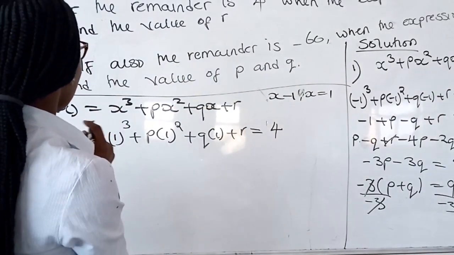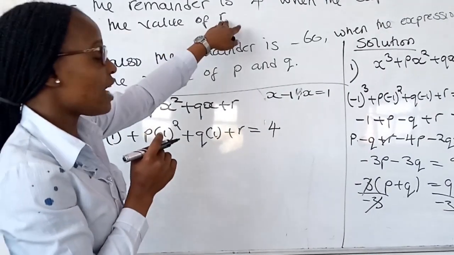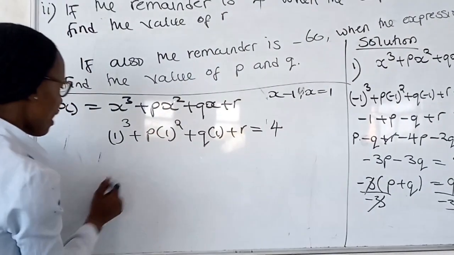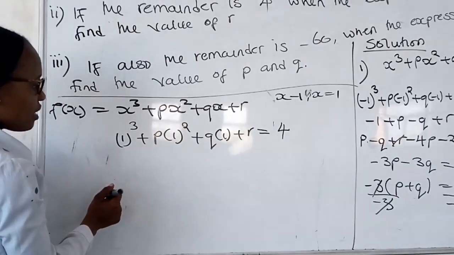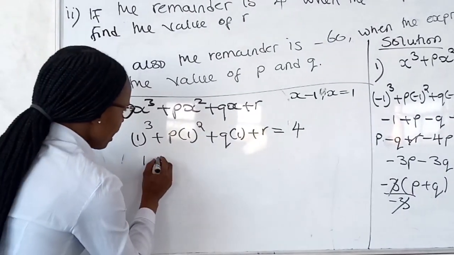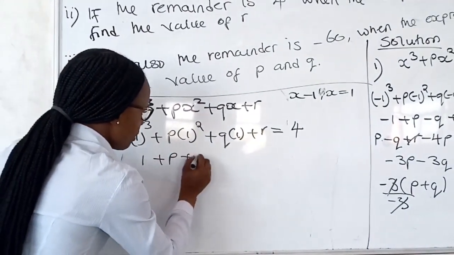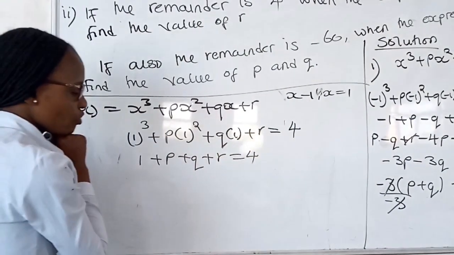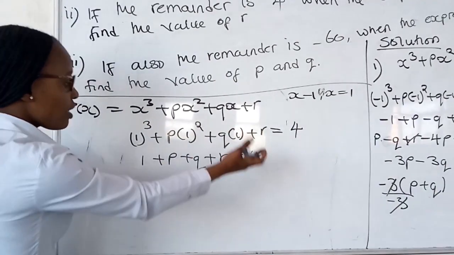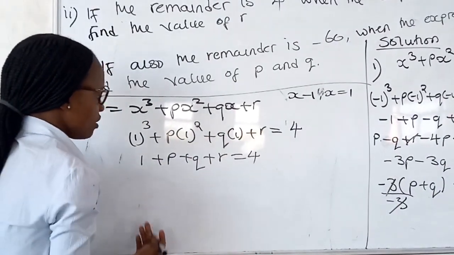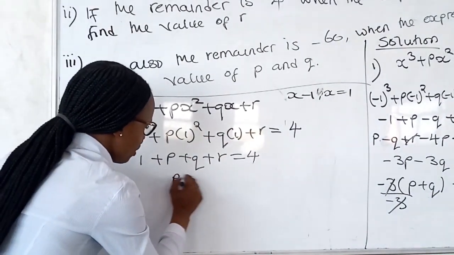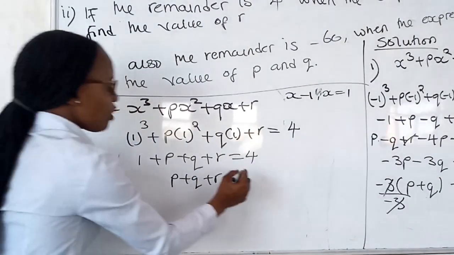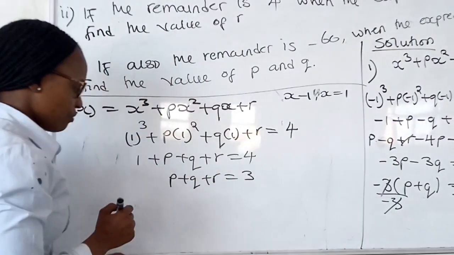Yeah, because we've been asked to find the actual r, which is here. So from what we have here, this simply means that this will be 1 plus p plus q plus r equal to 4, and this 1 can cross the equal sign. So this will be p plus q plus r equal to 4 minus 1, which will now be 3.